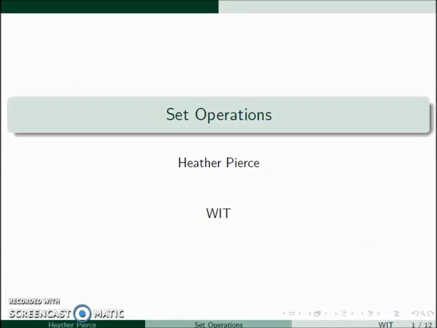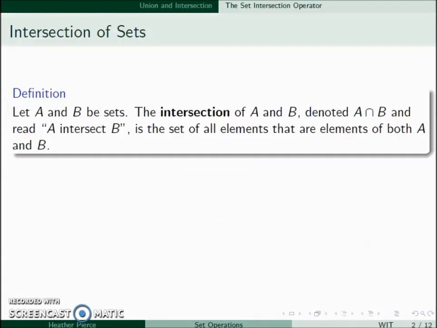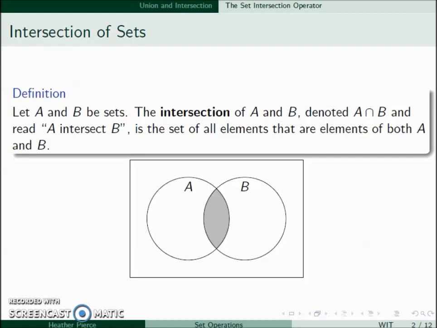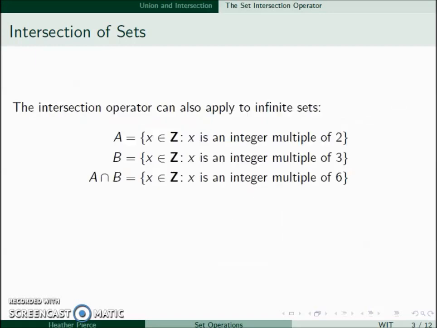So here we'll talk about set operations. We'll start with the intersection. If A and B are sets, the intersection, which is denoted by this thing that looks like an upside down U, is the set of all elements that are in both A and B. If we look at the Venn diagram, we can see that it's the elements they have in common. And this works for both finite and infinite sets.